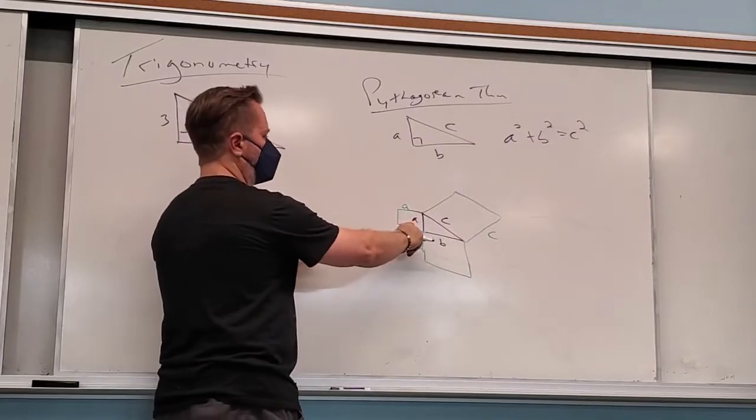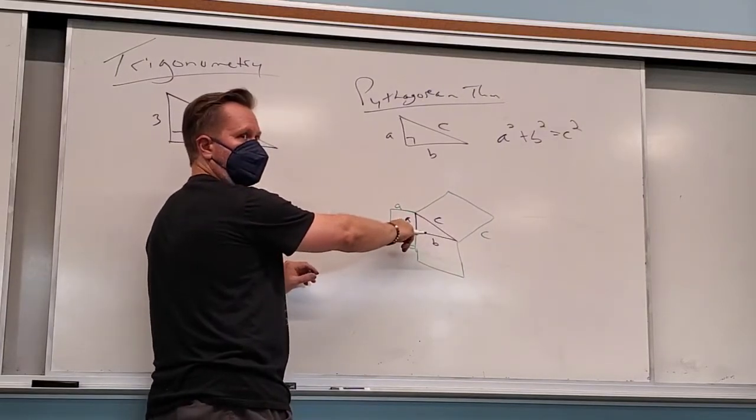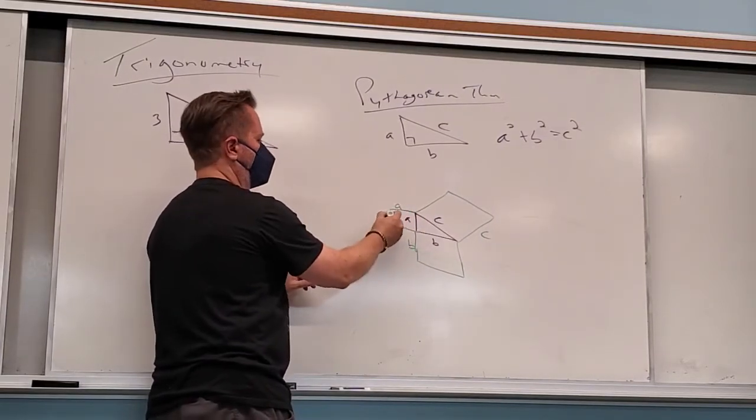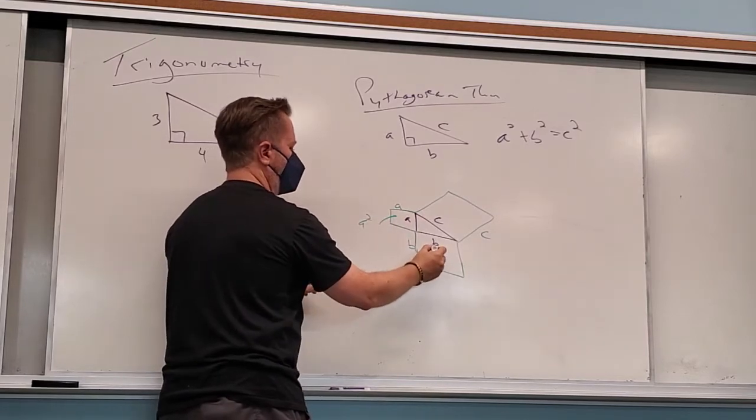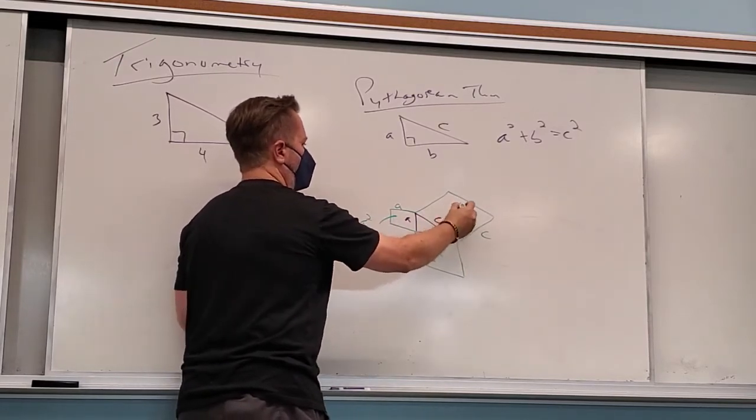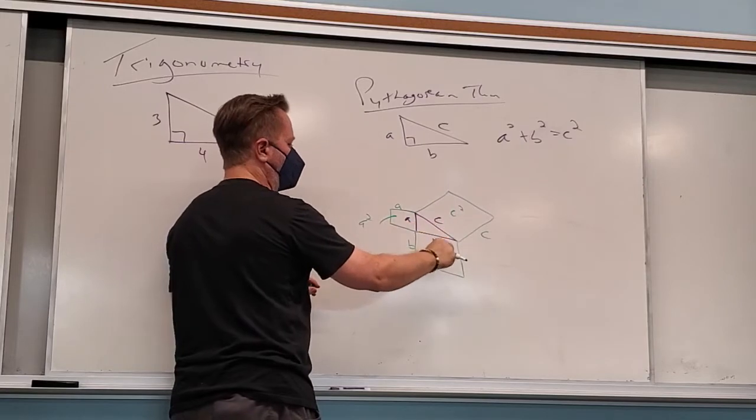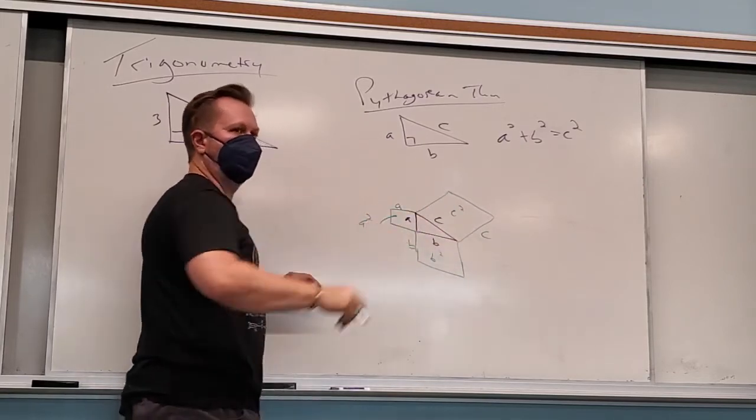What's the area of this square here? A squared. What's the area of this square? B squared. What's the area of that square? C squared. So if I took that area and added it to this area, I get that area.